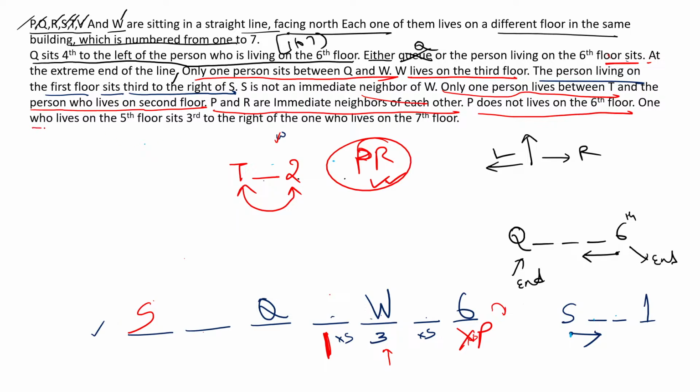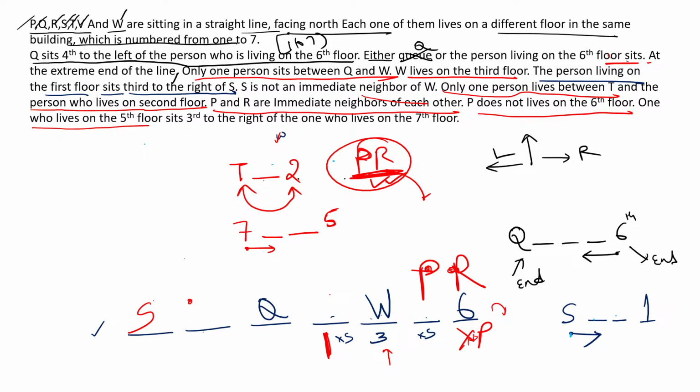Now see here, guys. The person who lives on the 5th floor sits third to the right of the one who lives on the 7th floor. From 7th floor, if you are going third to the right, you are going to get your 5th floor. So this is the data we are having there. Now what we need to do? We know that P and R have to be side by side, no gap. The only position for P and R is these two, because we are having 2 blanks here. This is the only possibility. And I know that P should not be on the 6th floor. That means R is there and P has to be the neighbor.